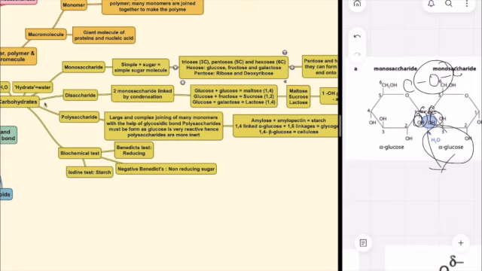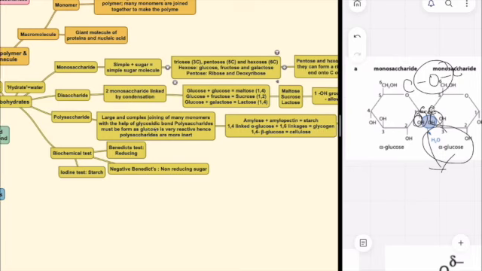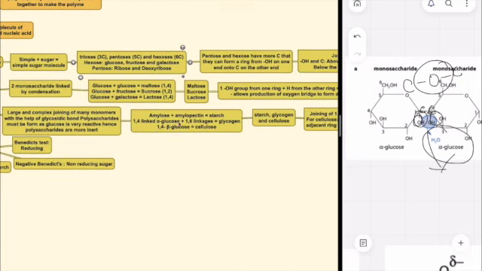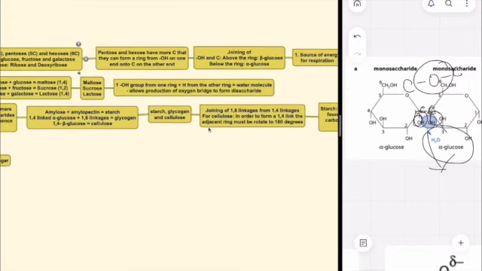Polysaccharides are the most inert, hence they are not reactive. Once they undergo processes for the body's requirement, that's when they will form back disaccharides and monosaccharides. So the end products are starch, glycogen and cellulose. Amylose and amylopectin will form starch. 1,4 linked alpha glucose with 1,6 linkages will form glycogen, and the polymerization of 1,4 beta glucose will form cellulose.